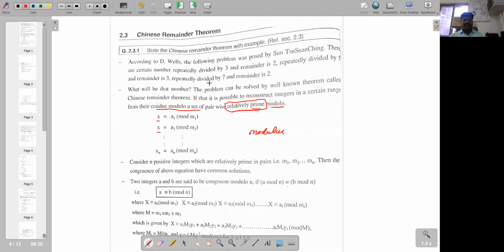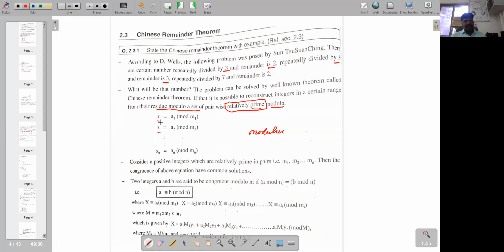So when we are dividing any number, if the number is divided by 3 you get the remainder 2, and then if the number is divided by 5 you get the remainder 3. So this is a sequence of operations: if you are dividing a number by x and you get y, this can be solved using the Chinese remainder theorem.